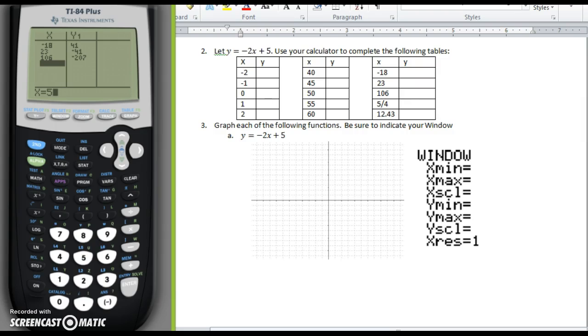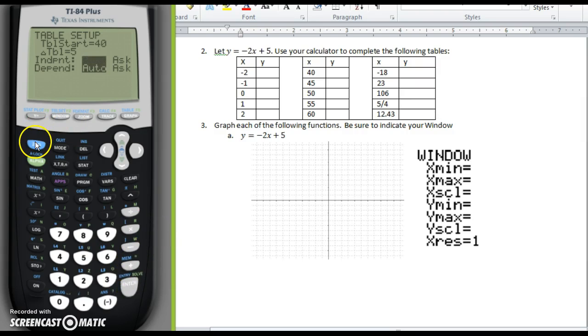5 divided by 4, and you'll get that one. And then 12.43. So notice you just do them one at a time. Okay? So that's when the table set is set to ask, that you'll get them one at a time like that. Okay, generally we want that on auto most of the time, so I'm going to switch it back to that right now.